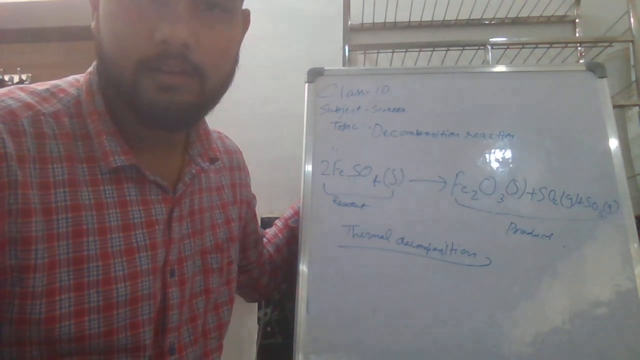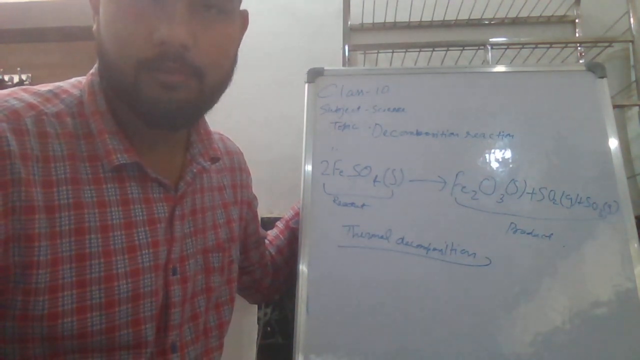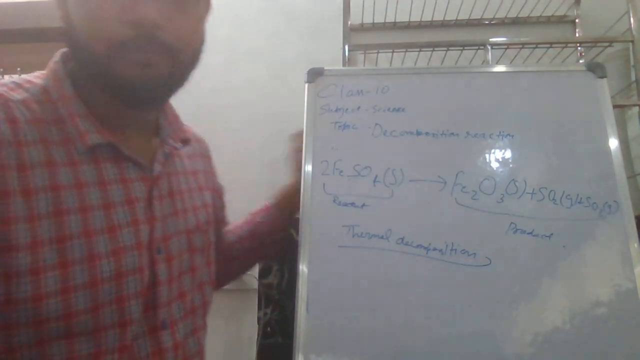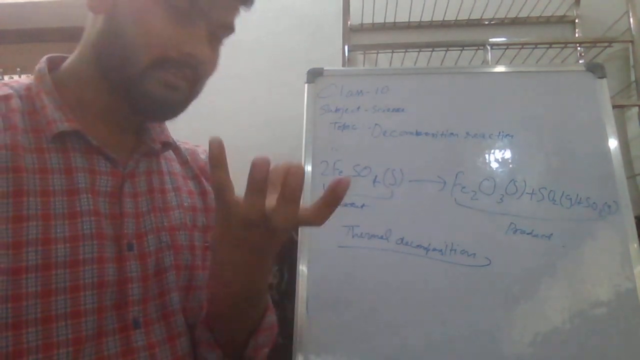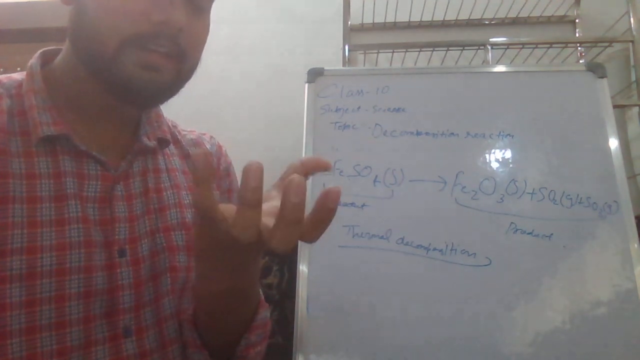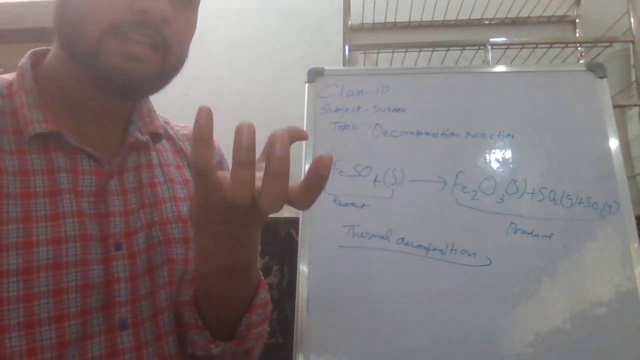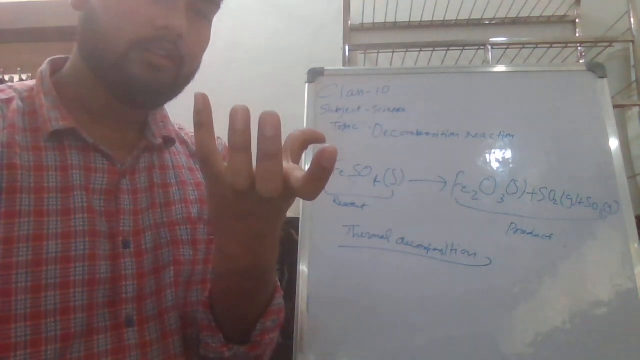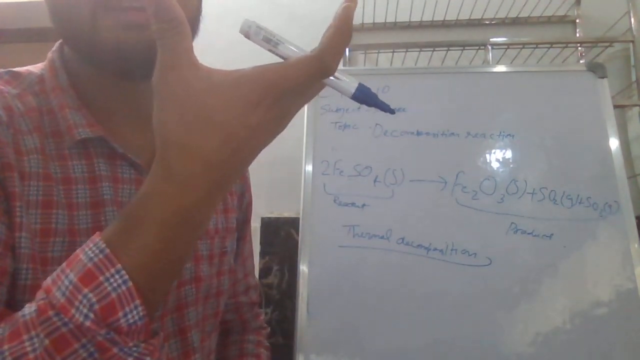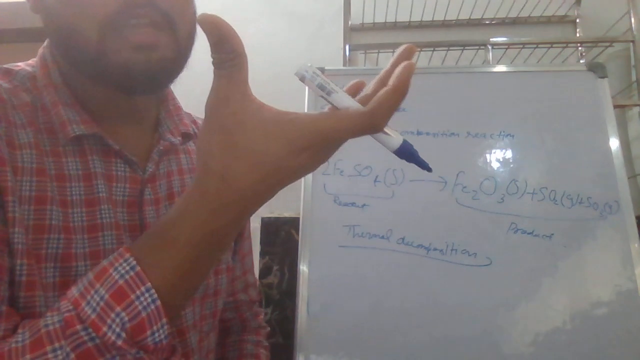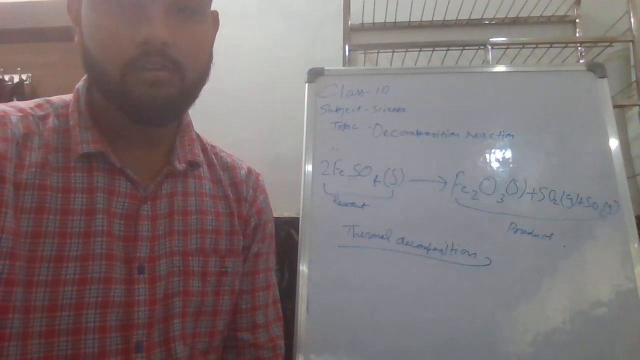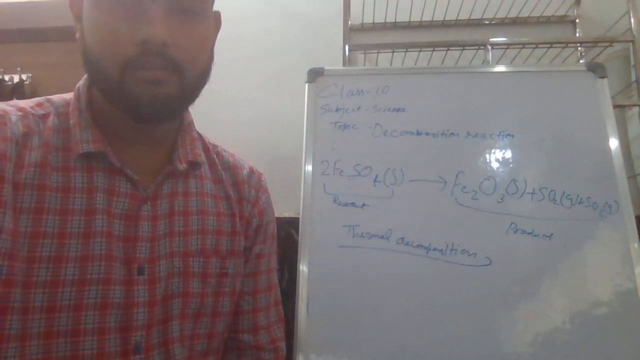Have you seen that type of big disc in our lab, a type of plate or cup in our chemistry lab? We call it a china dish. So you have to identify it.